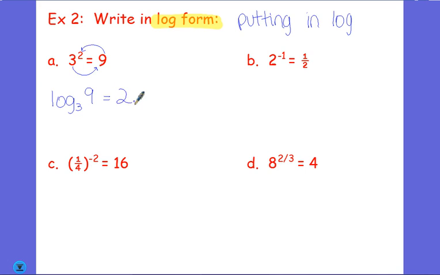Let's try the next one together. Start our circle. 2 circles to 1/2, which circles back over here to -1. First thing we write down is log. Log base 2 of 1/2 equals -1. So just remember, with logs, the base is a subscript.